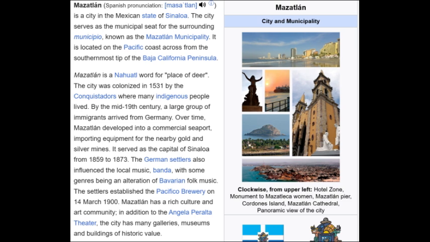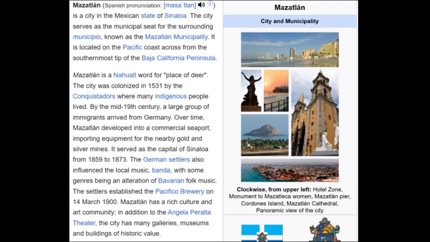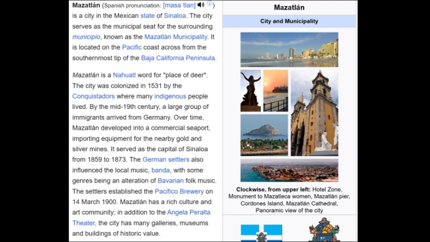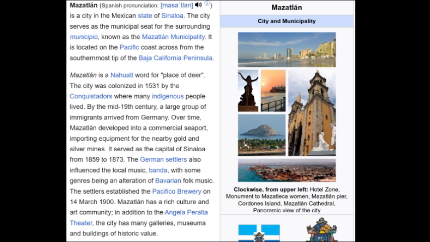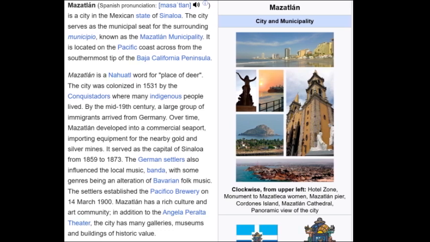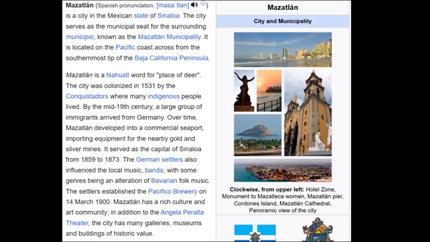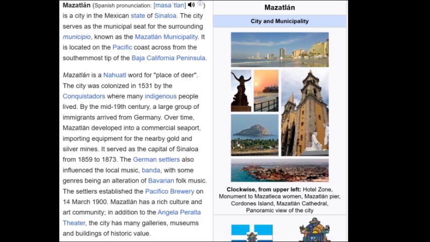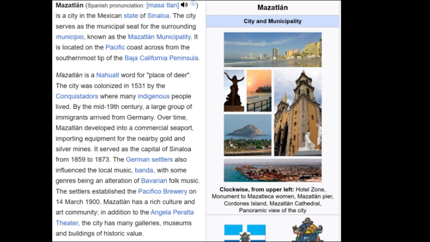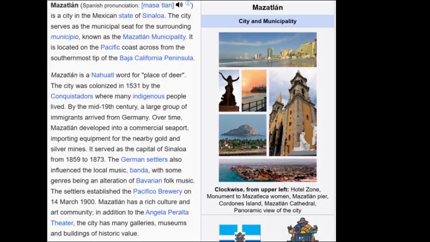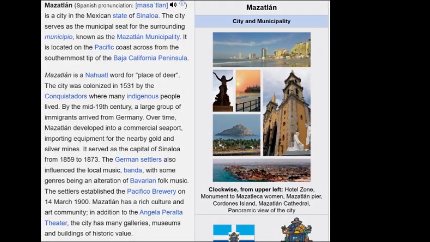And there's another overlay, the idea of serving as a capital. The German settlers also influenced the local music, overlays, banda, overlay, with some genres being an alteration of Bavarian folk music, two overlays, actually three or four overlays. The settlers established the Pacifico Brewery on 14 March 1900, overlay and overlay.